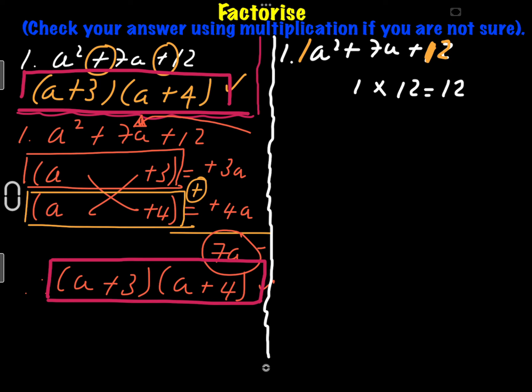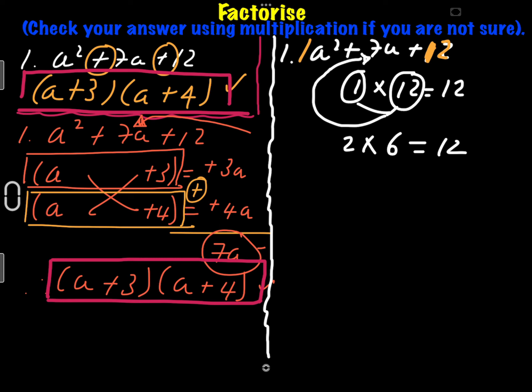But that's not what we want, because these two factors, when you add or subtract them, cannot give us that 7a. So we have to find another composition. So we can look at the next factor after 1. It's 2 times 6, which will give us 12 again. When we add or subtract those two factors, 2 and 6, they will not give us 7a. Another composition is 3 multiplied by 4. This indeed gives us 12.